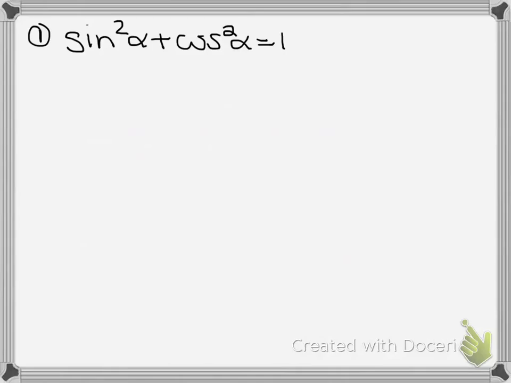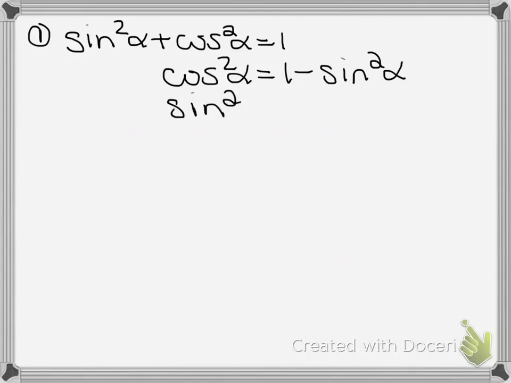From here, you can perform any algebraic manipulation of that, and we could say cosine squared alpha happens to be 1 minus the sine squared. Or you could even say that sine squared alpha equals 1 minus the cosine squared. All those algebraic manipulations of sine squared plus cosine squared equals 1 are possible.